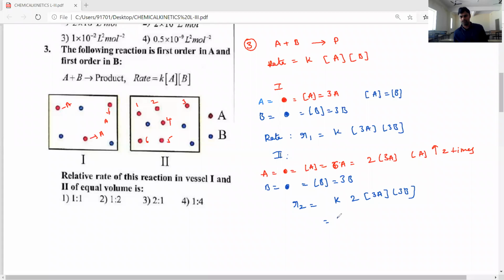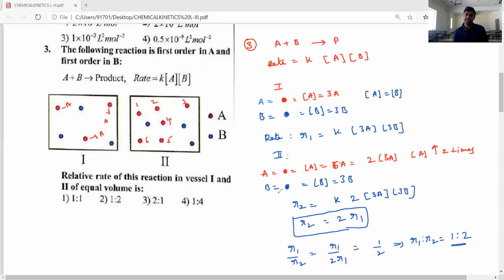Now r2 is equal to 2r1. Okay, now the relative rate of this reaction in vessel 1 and vessel 2. The relative rate means the ratio r1 by r2 is equal to r1 by 2r1, which is equal to 1 by 2. From this, r1 is to r2 is equal to 1 is to 2. The relative rates in vessel 1 and vessel 2 is equal to 1 is to 2.